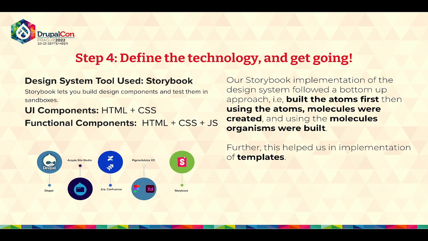And then we reached step 4, which was defining the technology, how to go about converting this UI toolkit into a design system, right? So we chose Storybook. Storybook is an open source tool, and basically you have the sandbox there. You can test your design system on Storybook. For UI components, we use HTML, CSS. For functional components, we use HTML, CSS, and JS. Drupal, as I told, and we use Acquia Site Studio for component building inside the Drupal platform. We had Figma for the UI library, Storybook, as I told you, right?